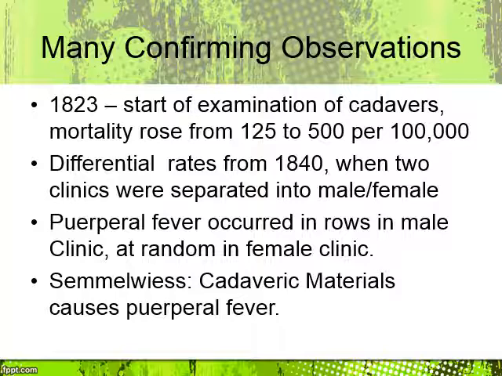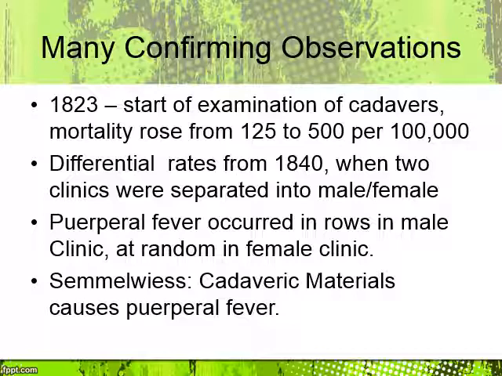For example, in the hospital prior to 1823, they had not allowed autopsies. When the management changed in 1823, they started for the first time to examine dead bodies, and then the mortality rate rose from 125 to 500 per 100,000 in 1823. And the differential rates in clinic A and B started when the two clinics were separated into male and female, and only the males did the autopsies. Before 1840, both sides had both types of students, and both clinics had the same rates.